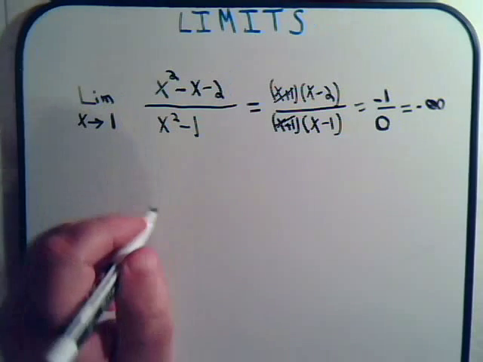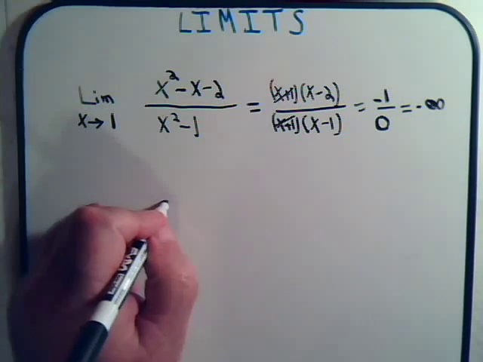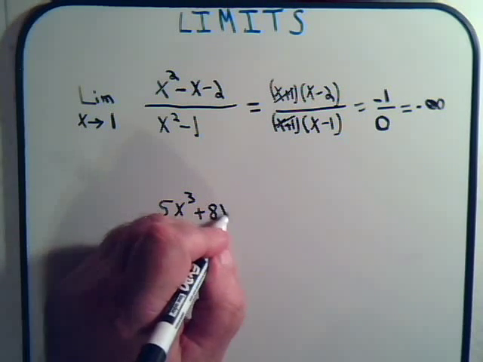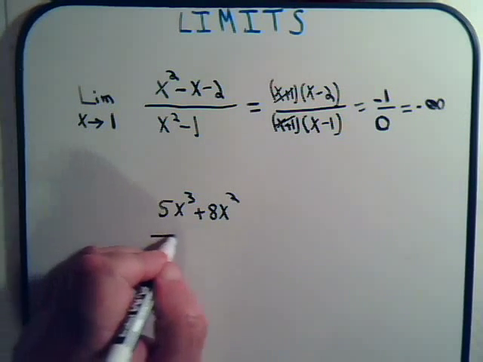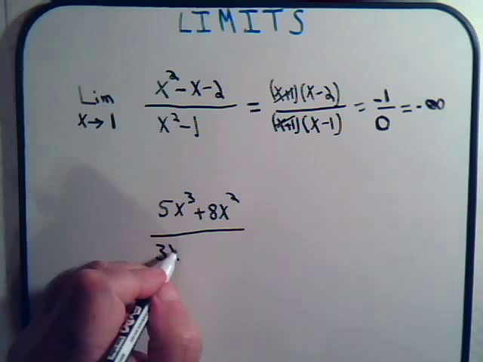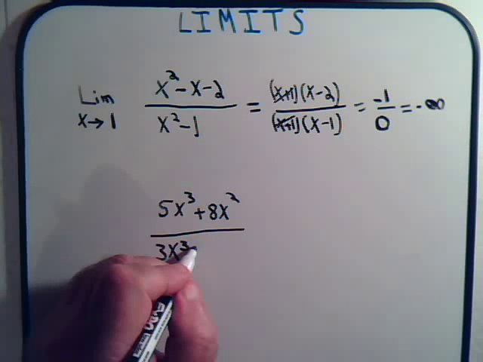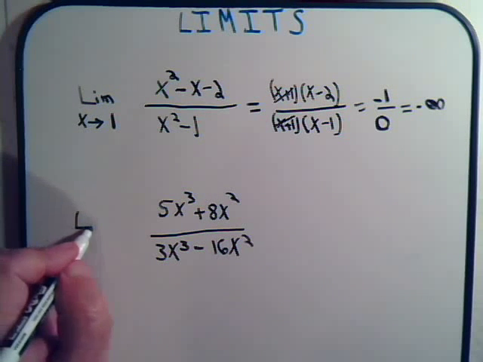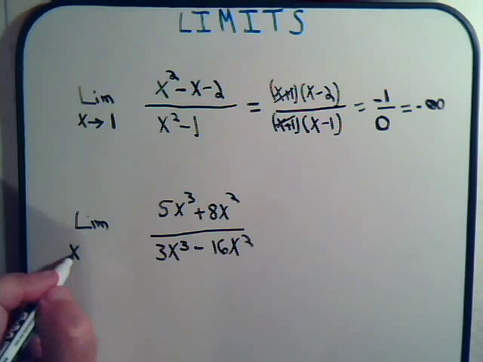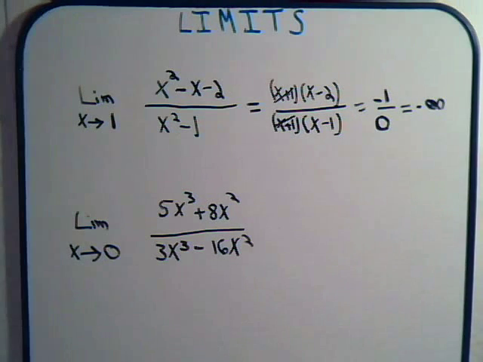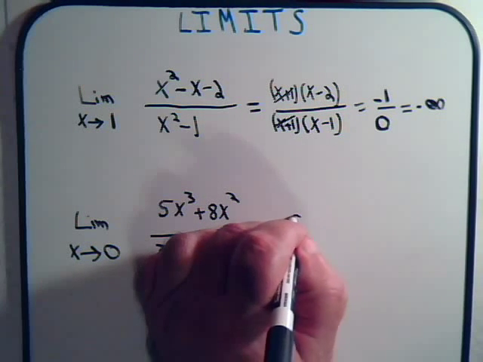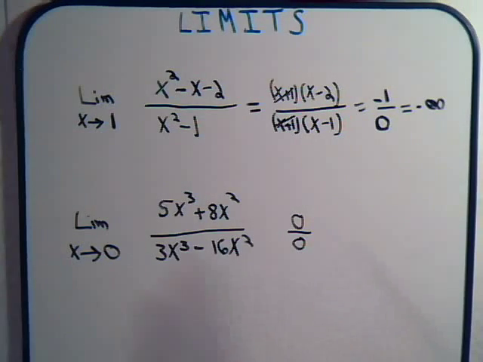Suppose we have a problem like this, where we have 5x cubed plus 8x squared divided by 3x cubed minus, say, 16x squared. And we want the limit as x approaches 0. So if we plug in 0 for x, again we're going to get 0 up here and 0 down here. So we're getting 0 over 0, indeterminate.